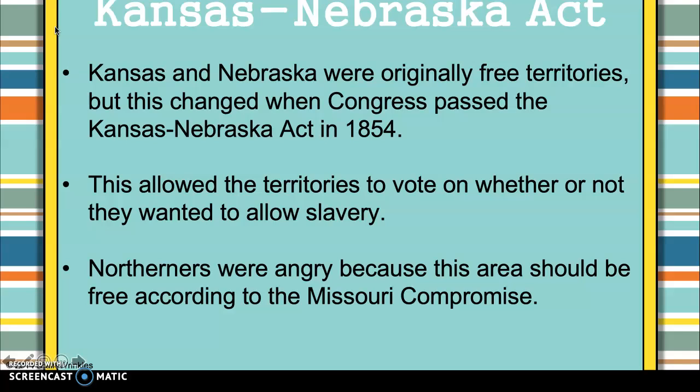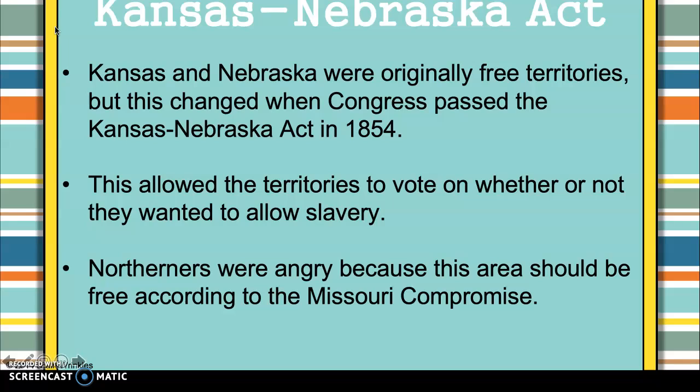Okay, so this leads us into the Kansas-Nebraska Act. Kansas and Nebraska were both originally free territories. This changed when Congress passes the Kansas-Nebraska Act of 1854. This act allows territories to vote on whether or not they wanted to allow slavery.